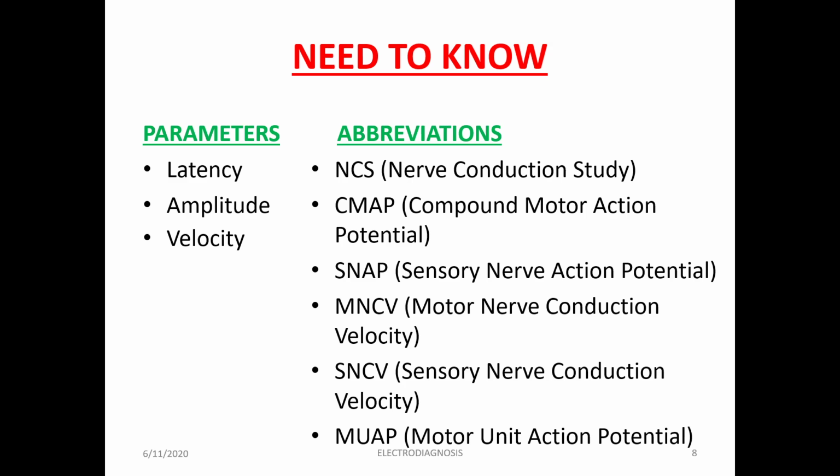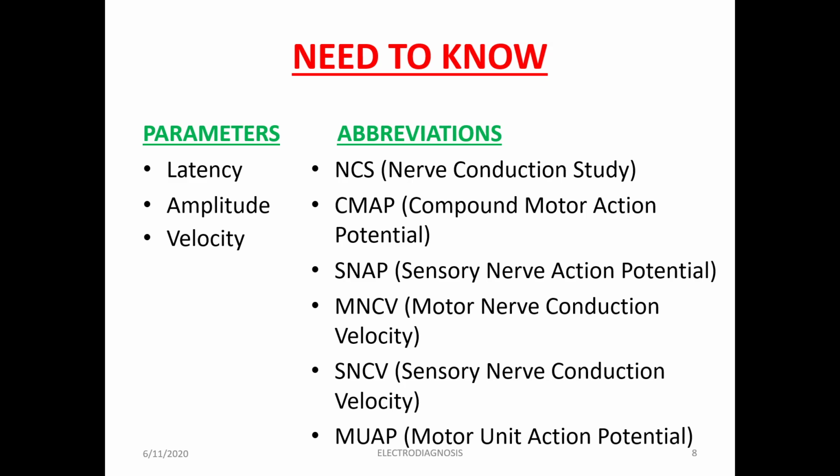Clear? Now coming to amplitude. Amplitude is suggestive of number of axons. So definitely if the amplitude is more, it is not a problem. On the contrary, it is good that my nerve has a good number of axons. But if the amplitude is less, definitely it shows that there is axonal degeneration or axonal loss. Now coming to velocity. If it is more, it is not a problem. It is good. But if it is less, then definitely it is a problem.